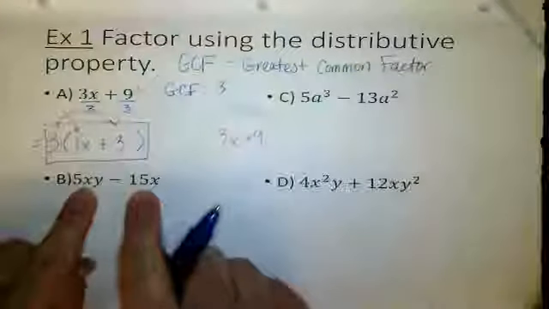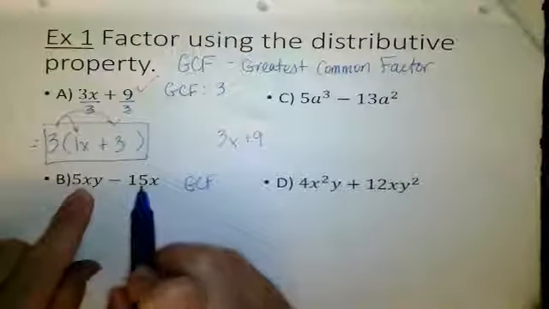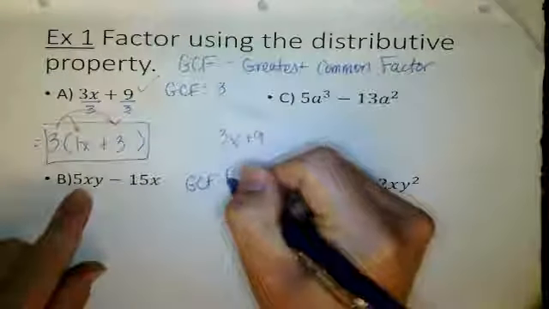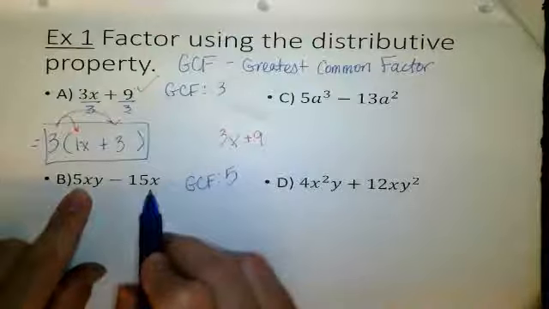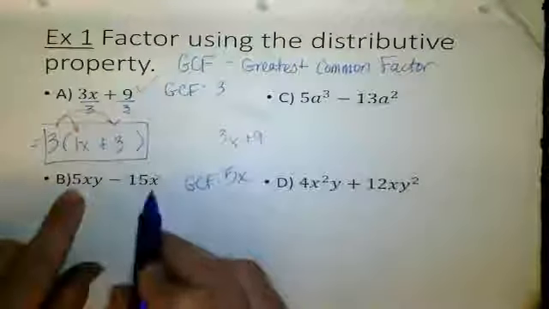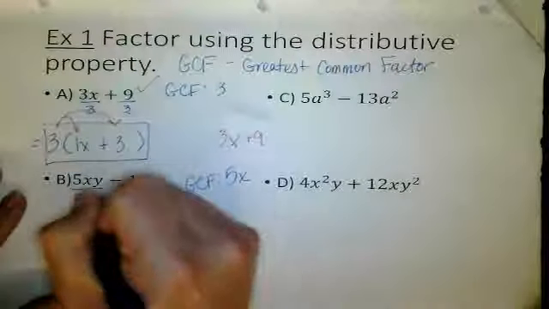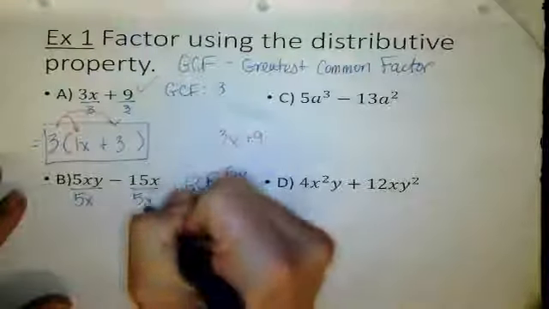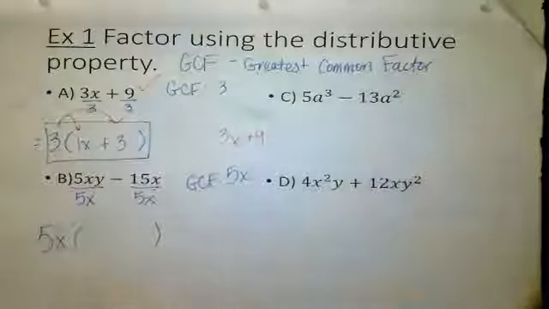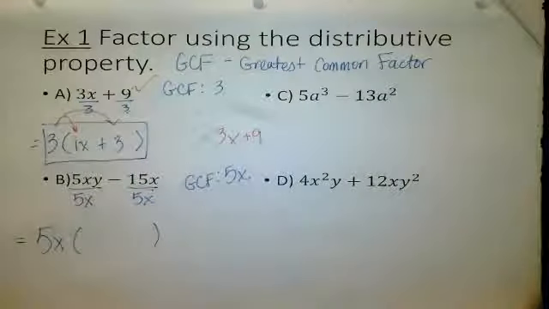We've got numbers and letters. We want to find the GCF, greatest common factor. What number can they be divided by? 5. They can both be divided by 5. What about letters? What letters do they have in common? An X. Each term has an X. So we're going to divide out that greatest common factor so that we can relocate it out in front. It doesn't disappear. It's being relocated.